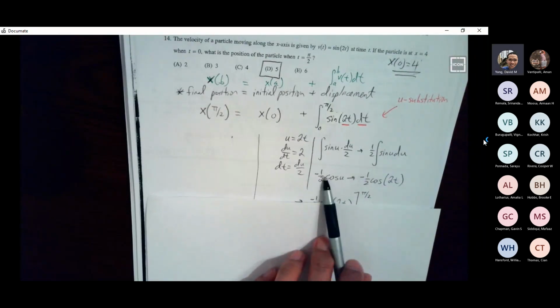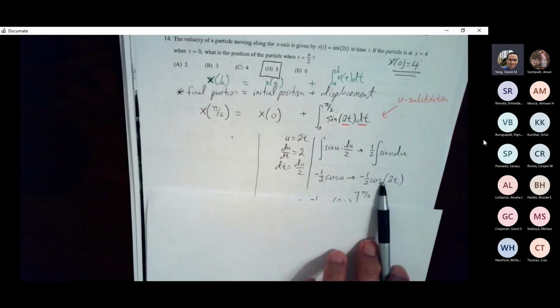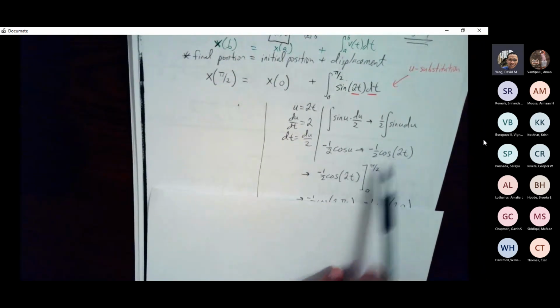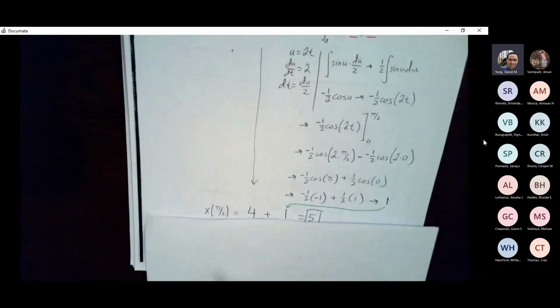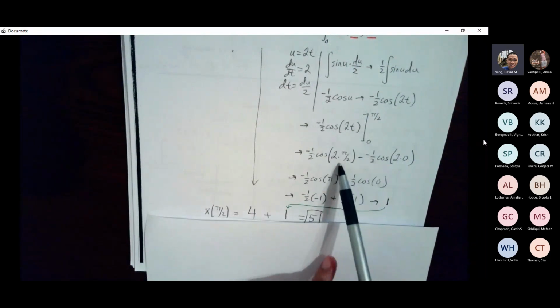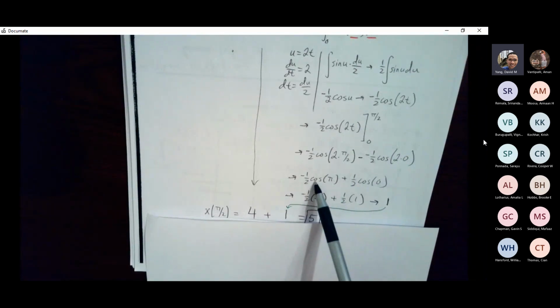Sine becomes negative cosine. Don't forget, bring your original variable back. Bring back the 2t. And now you can work in the bounds. Upper bound is pi over 2. Lower bound is 0. Upper bound first. Insert pi over 2 in for t. Now we don't do cosine of pi over 2 because we got to deal with that 2 in front. So 2 times pi over 2 is actually pi, and cosine of pi is actually -1.